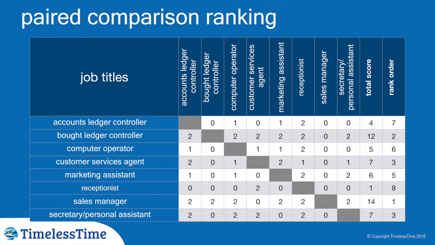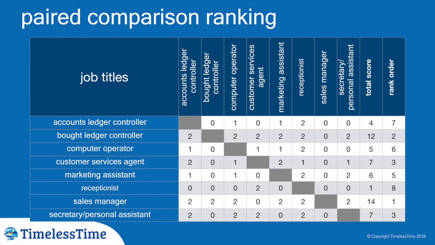The second method is developing that and saying, okay, this time compare jobs against one another. Rather than putting them in a single ranking, then go through a process of paired comparison. And the way we do this is to take, for example, the accounts ledger and ask the question, is accounts ledger bigger, equal, or smaller than the sales manager's job? And the answer here we see is that it's smaller, so we score a 0 in comparison to the sales manager.